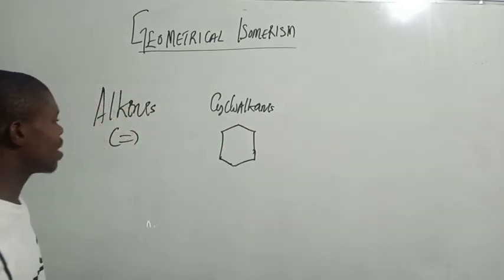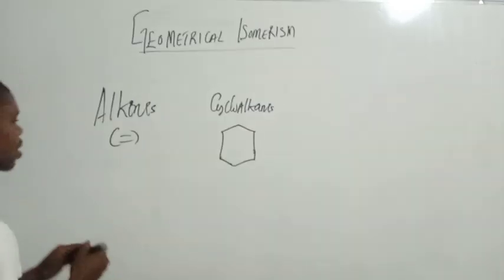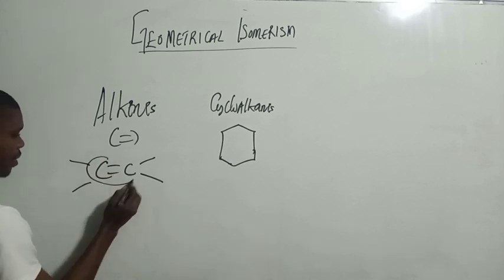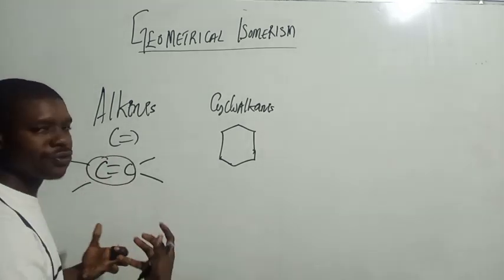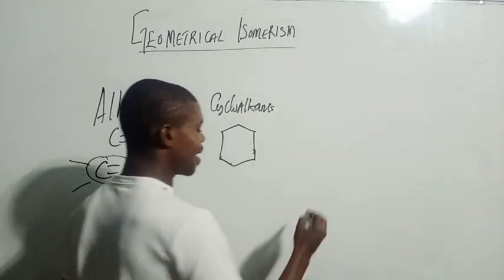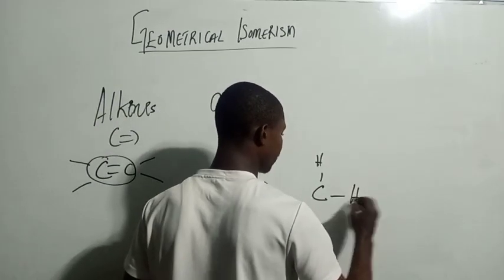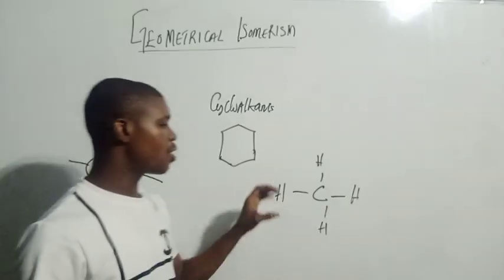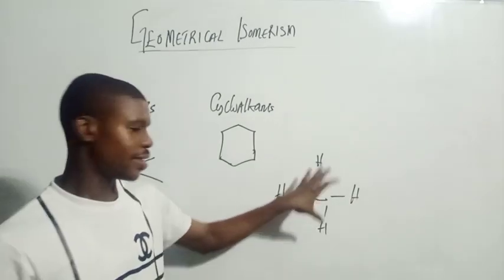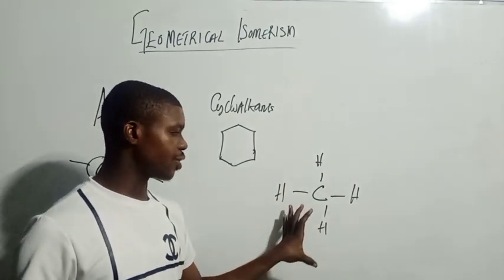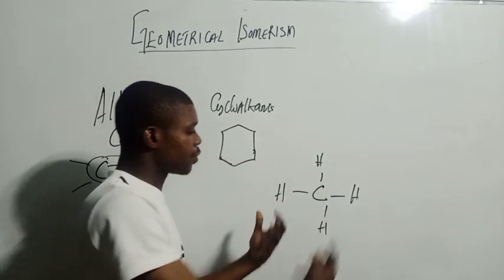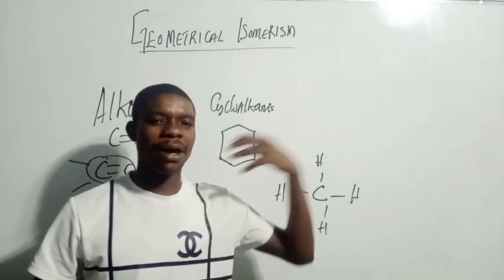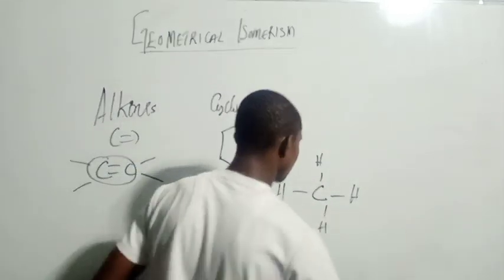So there's always a restricted rotation along the carbon-carbon double bond. That is, they are not free to move. Now in an alkane like this, there is free movement of rotation here. The free movement of rotation results in what is called conformational analysis, which I'm going to talk about in my future video. But I'm not going to talk about that now.